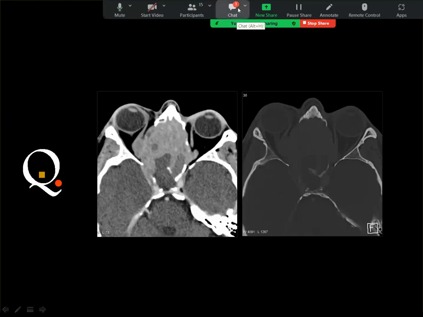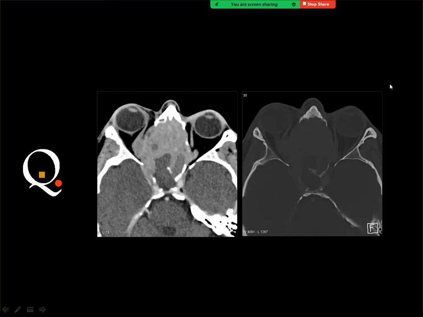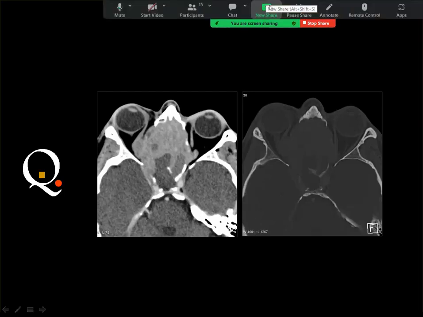The next case is a CT scan of the paranasal sinuses and orbits in the soft tissue window and the bone window.